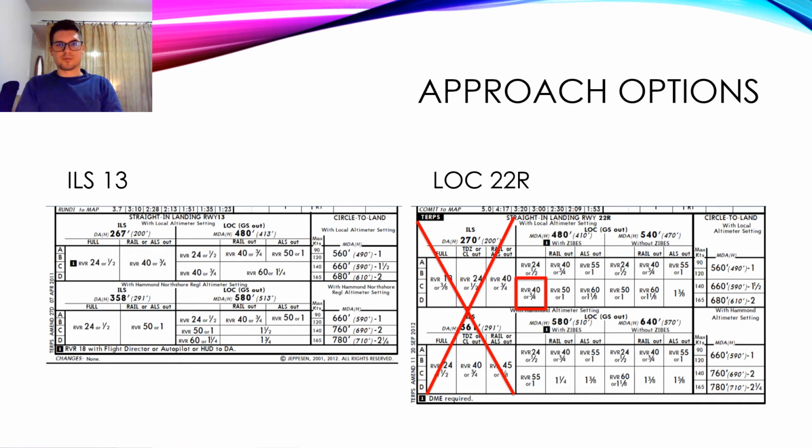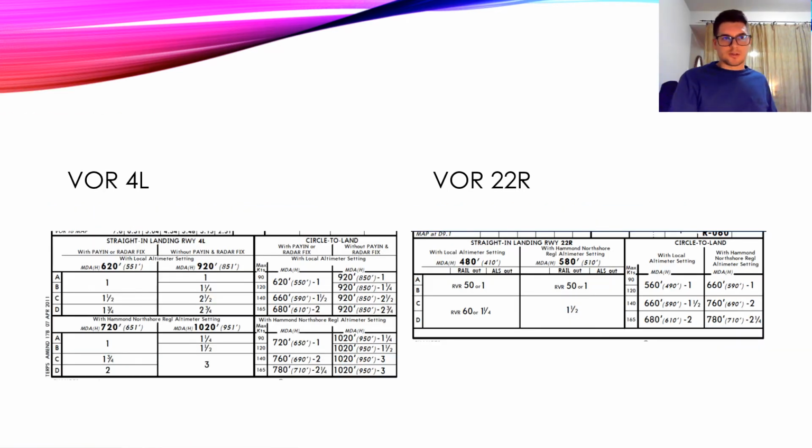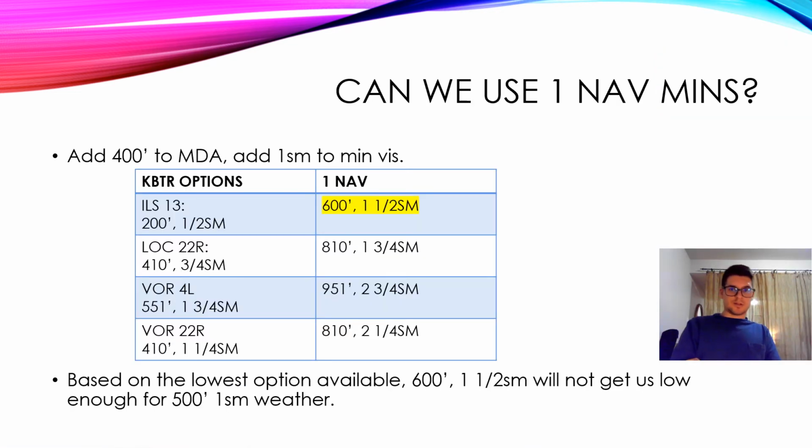We have a few options for approaches, even though the ILS for 22 right is out of service. We can use the ILS for runway 13, which will get us to 200 feet and half a mile visibility. We can use the localizer for runway 22 right, which will get us to 410 feet and 3/4 of a mile visibility. We can also use the VOR for runway 4 left, which will get us 551 feet and 1 3/4 of a mile visibility, or the VOR for runway 22 right, which will get us 410 feet and 1 1/4 mile visibility. This leaves us with the question of, can we use the 1 nav minimums?